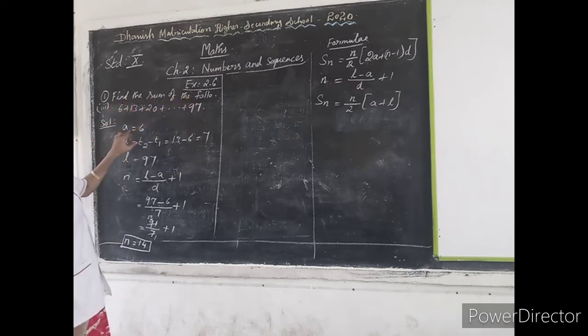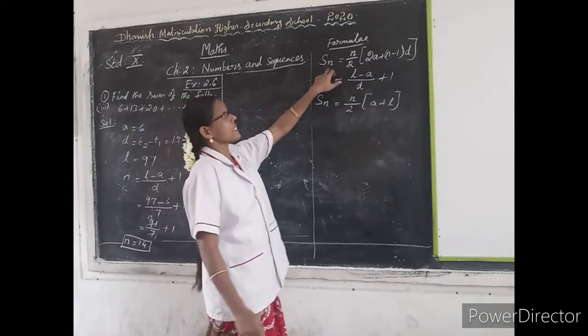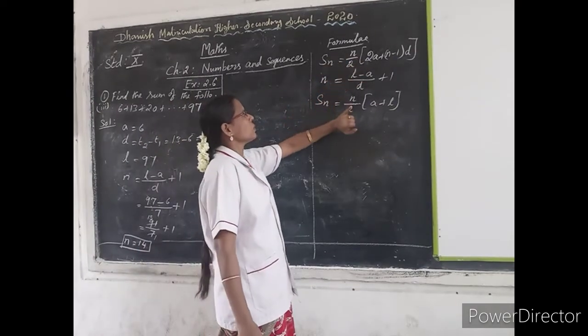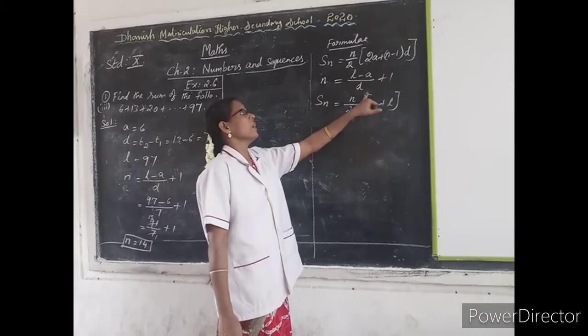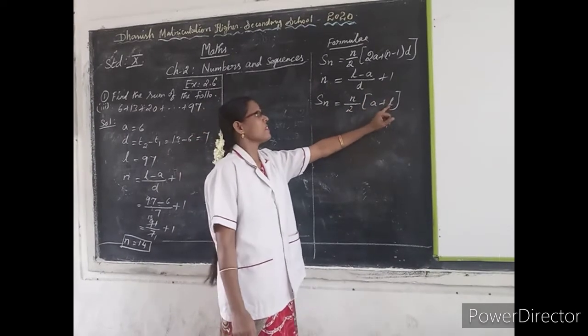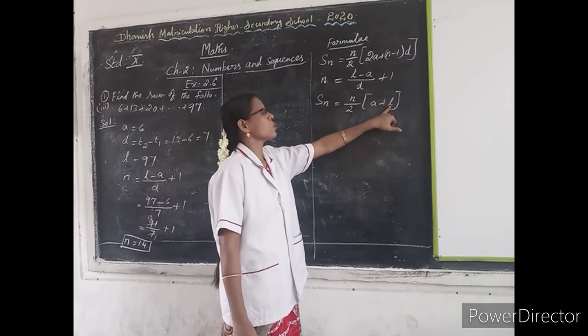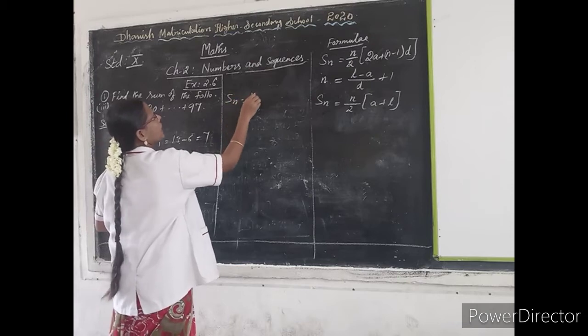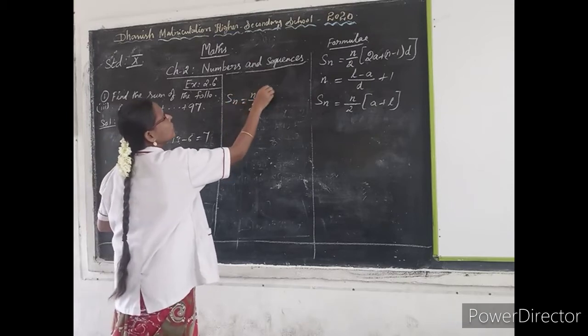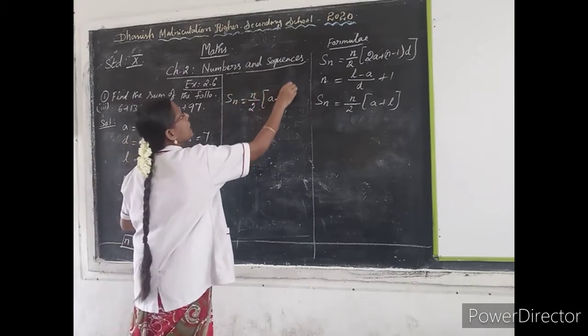So what formula do we have to use now? Sn is equal to n by 2. Don't use the other one. Use this formula. Sn is equal to n by 2 into a plus l, because we know what the last term is. So use this formula. Here Sn is equal to n by 2 into a plus l.